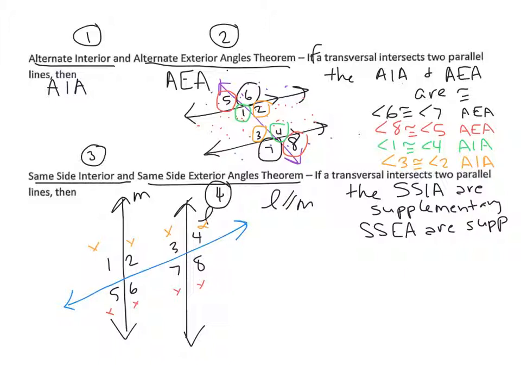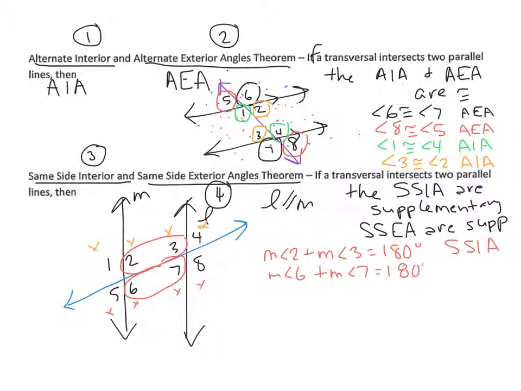So the same side interior would be on the same side of the transversal and interior. So I know that the measure of angle 2 plus the measure of angle 3 equals 180 degrees. Remember, I don't write angle 2 plus angle 3. I write the measure of angle 2 plus, because we're talking about adding up to 180. So this is by the same side interior angles. Also, 6 and 7 have to add up to 180. So the measure of angle 6 plus the measure of angle 7 equals 180 by same side interior angles.